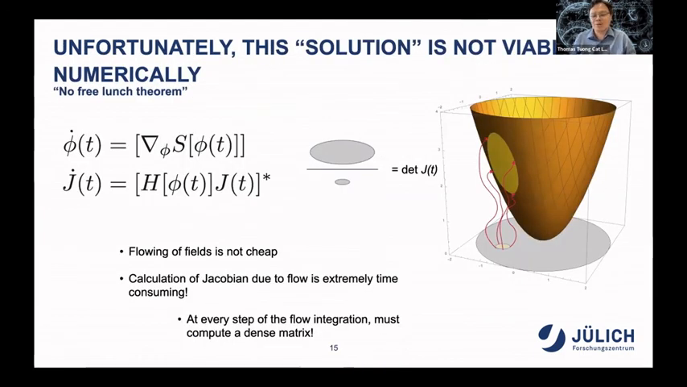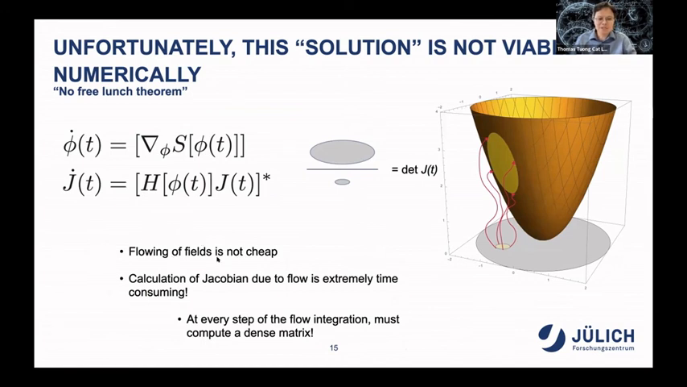The problem I showed here was a three-site problem. It was so small that we can actually do the flow directly, numerically, and so forth. But in general, when we try to go to bigger systems, it's just numerically not viable. The problem will not scale sufficiently for us. The reason being is, as you might imagine, the numerical flowing of the fields is not cheap. It's not that expensive, but it's still not cheap.